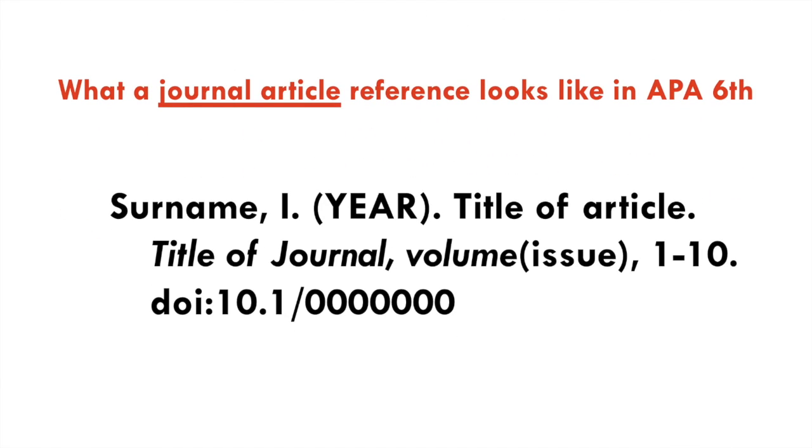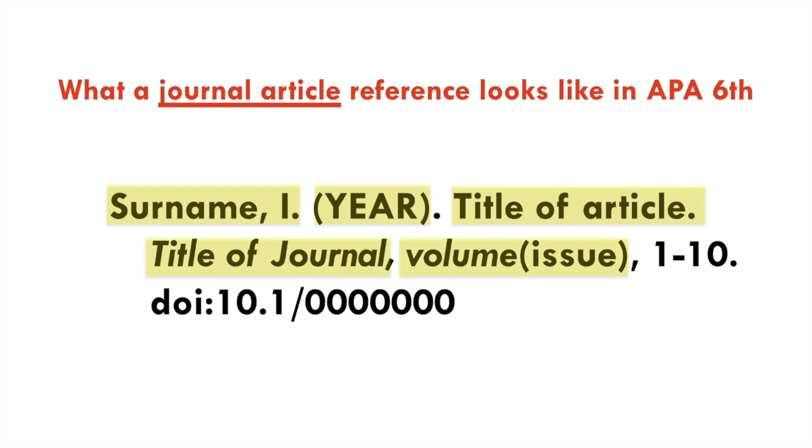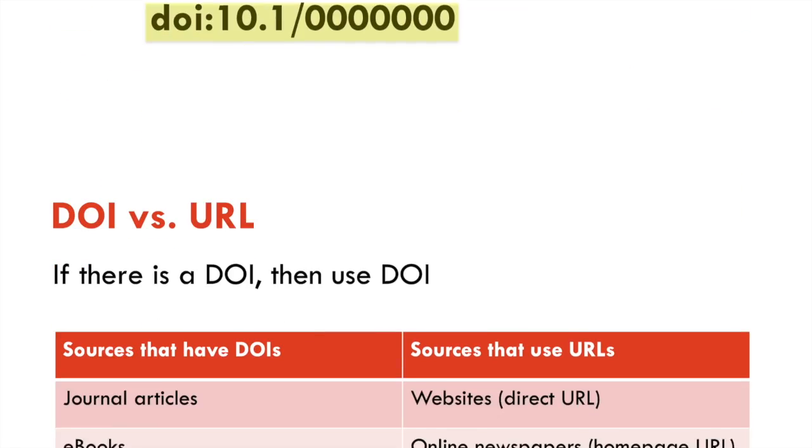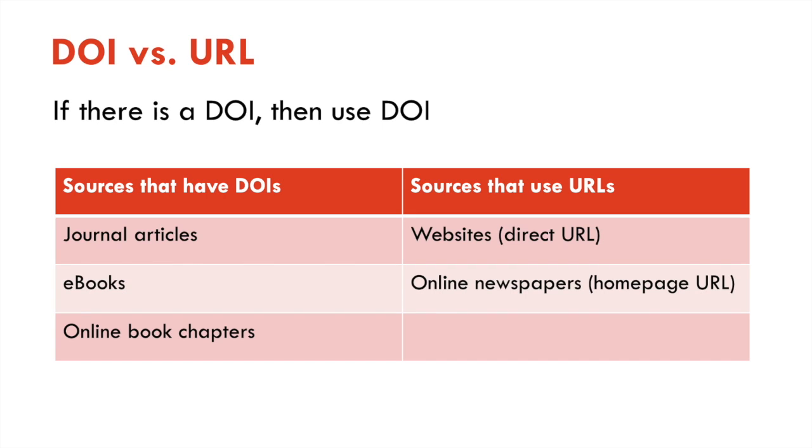Here we've got the parts that make up a journal article reference. When referencing a journal article, you'll need the following information: the surname, the year of publication, the title of the article, the title of the journal, the volume and issue numbers for the journal, the page references, and a digital object identifier if you can find it. A DOI is a unique ID that is permanently attached to an article, and it helps your reader easily locate that article on the internet.